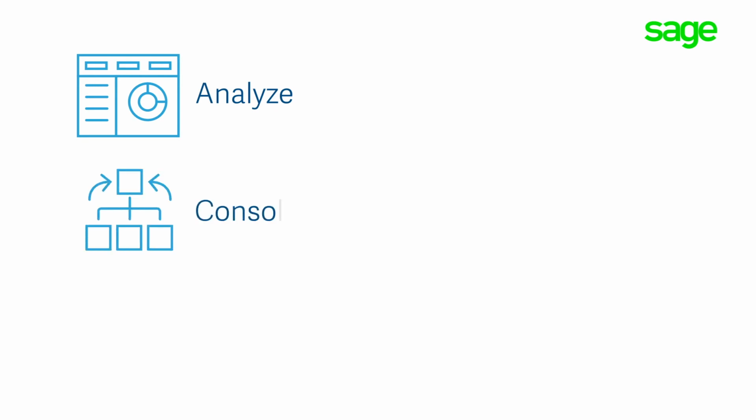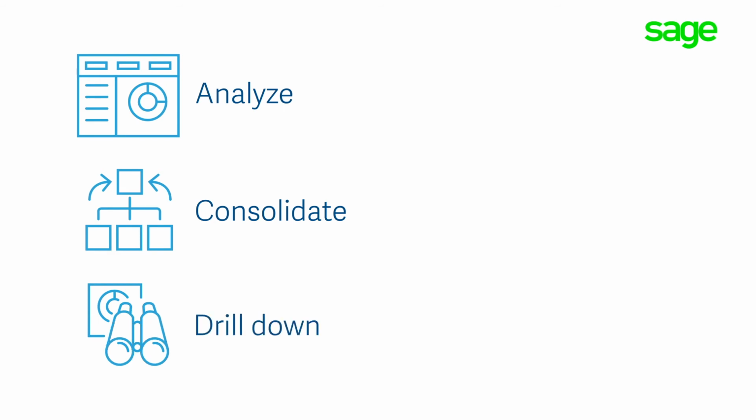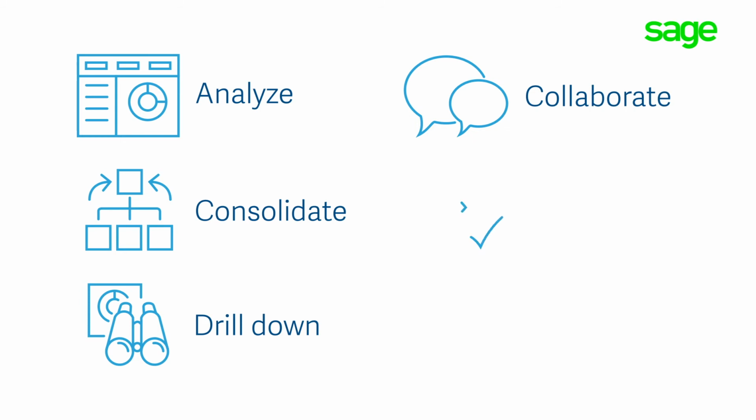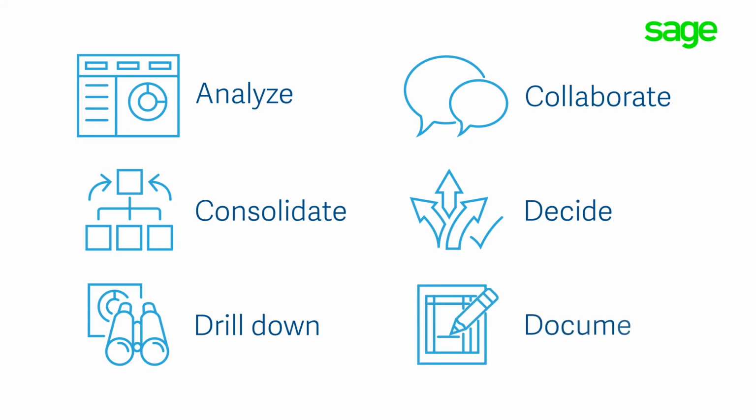In summary, using Sage Intacct's dashboards as a starting point, we analyze the data and results in real time using financial and operational data consolidated from across the organization. We drill down to see the meaning behind the numbers, transactions, and collaborative conversations. Based on this information, we made key decisions about the direction of the organization. And then, and this is important, we documented those decisions in the context of the financial records for future conversations.